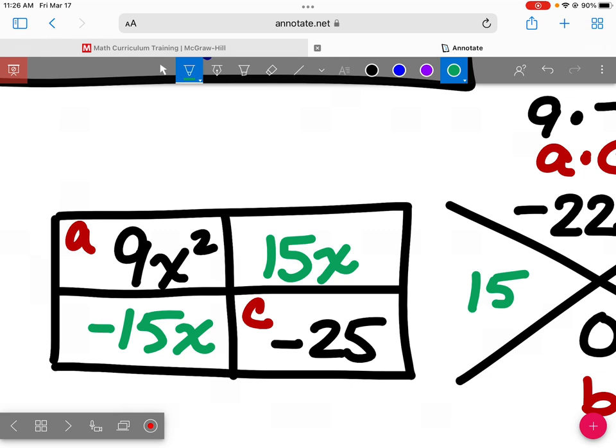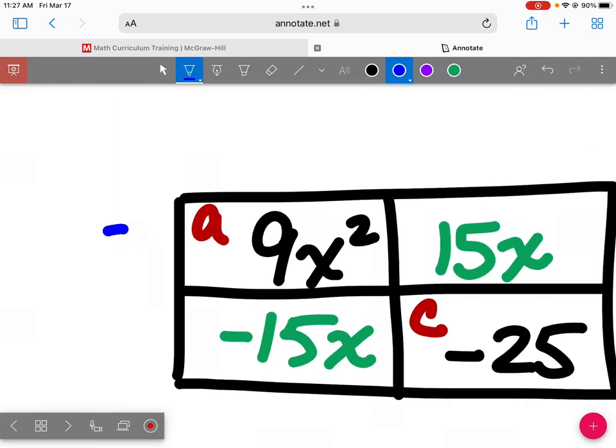What goes into 9 and 15? 3. 3 goes into both of them. So across the top, I would have a 3x. What goes into 15 and 25? 5. Would this be a positive or a negative 5 over here? Negative, because the 15 is negative. Notice, that's exactly what I have right there.